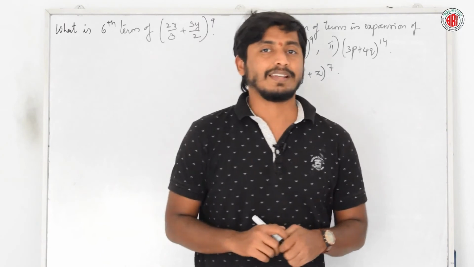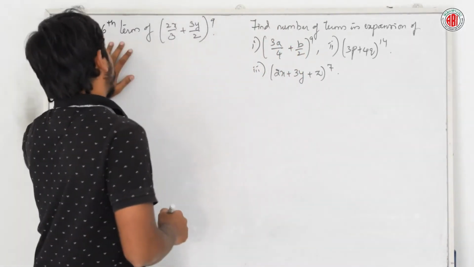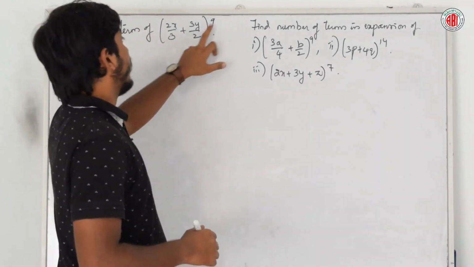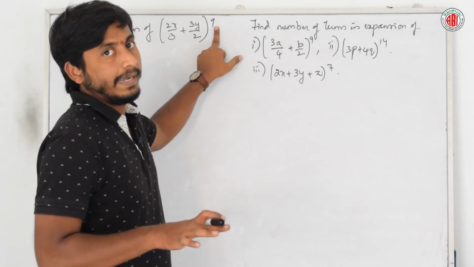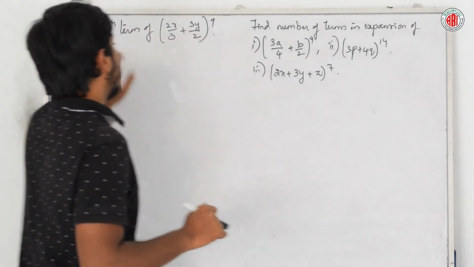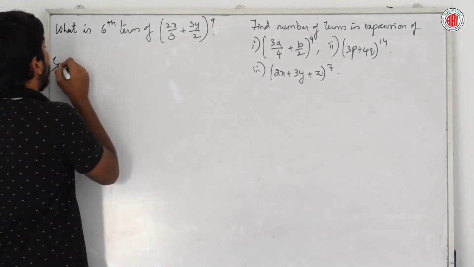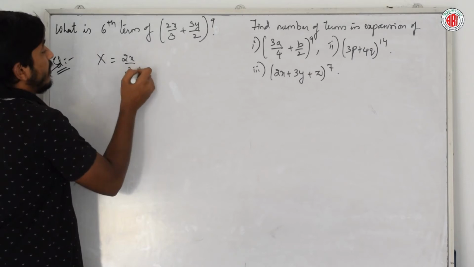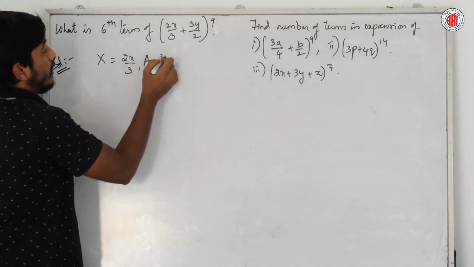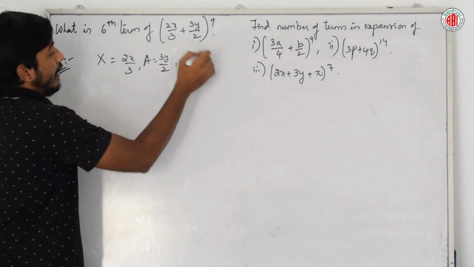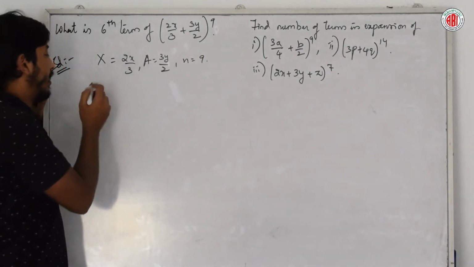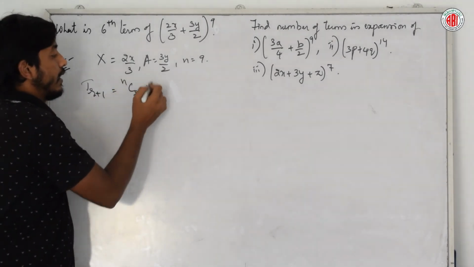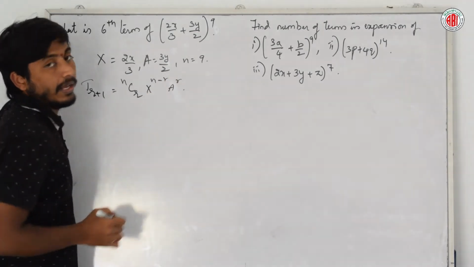Let's do it. Look at the question here. He gave, what is the sixth term of this particular expansion? First tell me, the power is 9. How many terms do we have? 10. Out of which we have to find the sixth term. Now, formula. What is x here? 2x by 3. What is a? 3y by 2. What is n? 9. What is the general term formula? T r plus 1 is equal to nCr x power n minus r into a power r.